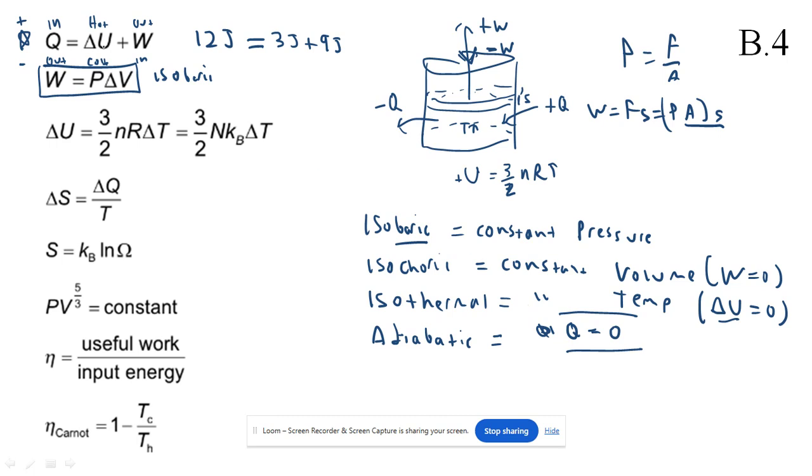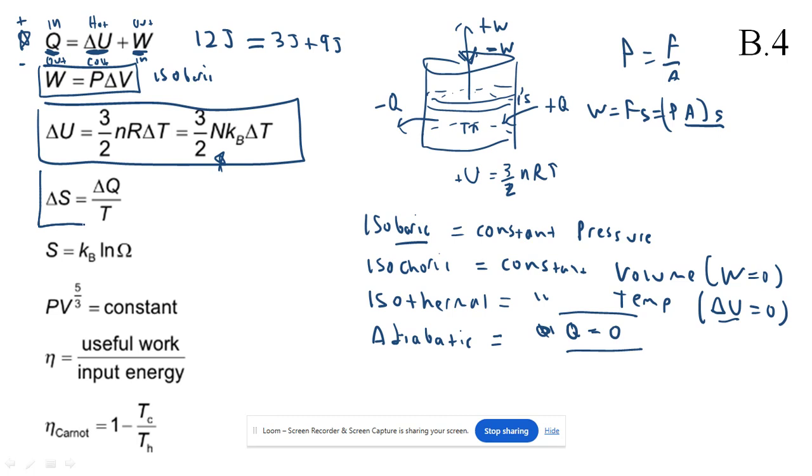And so you look at these processes, right? This would be adiabatic. This would be 0. Okay, isochoric. This would be 0. And then isothermal. This guy's 0. Isochoric. This guy's 0. Adiabatic. That guy's 0. Right. This is our change in internal energy, so you can calculate that. Here it is in terms of normal things. Here it is in terms of the number of particles and Boltzmann's constant. Right? This is our entropy, change in entropy, right?